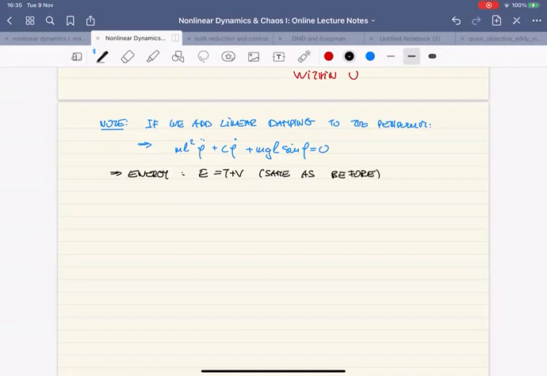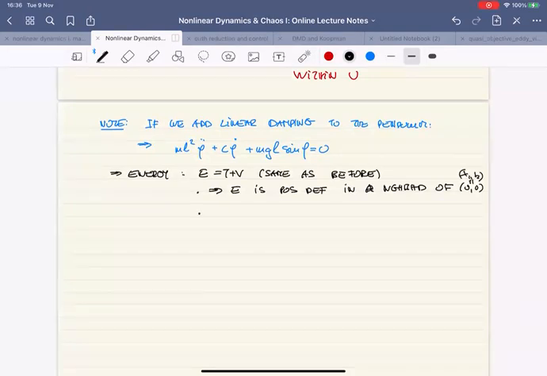So if it's the same as before, then the statement about the shape of the energy is unchanged. So E as a Lyapunov function is positive definite in a neighborhood of 0, 0, which is x1, x2 equals 0, 0, right? That hasn't changed. What will change when you add damping is the derivative of that Lyapunov function candidate, because it will no longer be preserved, that function.